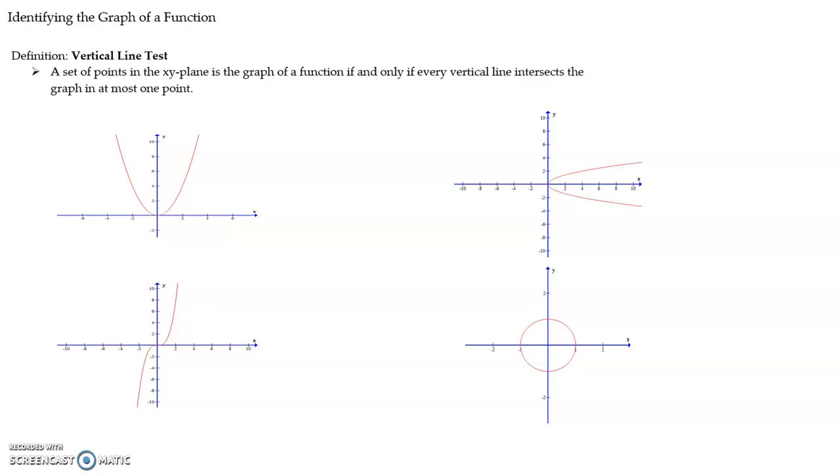So let's go ahead and take a look at this first graph. We're going to be working with the graph of y equals x squared, which is a parabola that opens upward. And we're going to go ahead and draw a vertical line through our graph. It doesn't matter where you draw that vertical line. The idea here is that when I draw this vertical line, it's only going to cross my graph in one point. So if the vertical line touches or crosses that graph in one spot, then this would be an example of something that is a function.